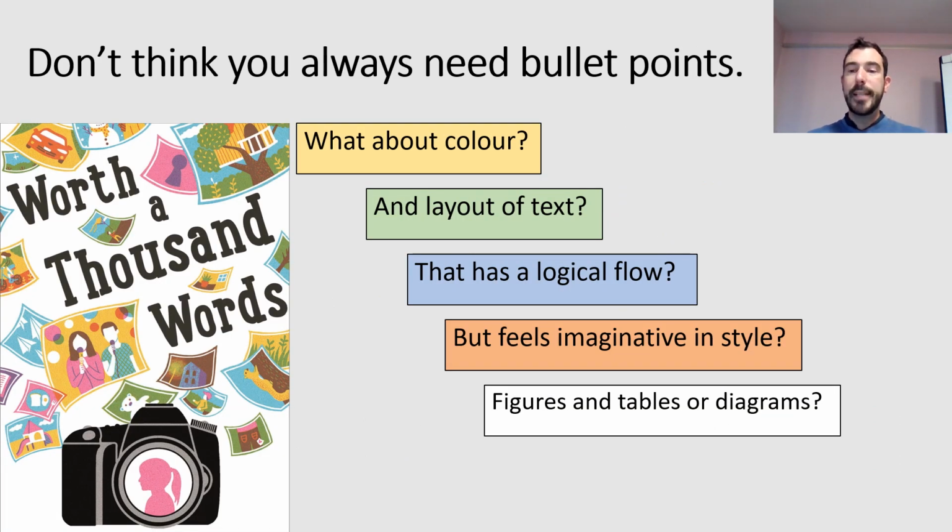So when you're using technical language, when you're explaining scientific concepts, don't always rely on bullet points. You don't need bulleted paragraphs or bulleted sentences that take up every part of your PowerPoint slide. Think about colour, think about shape and size, and think about the layout of the text that you are using. Make sure that it has a logical flow, and think about the imagination in the style that you have used as well. It's really, really important that you use figures and tables and diagrams in your work, because remember, a picture can tell 1,000 words.